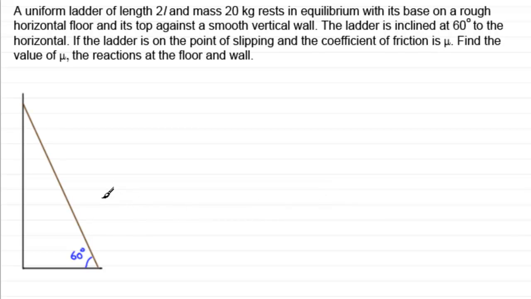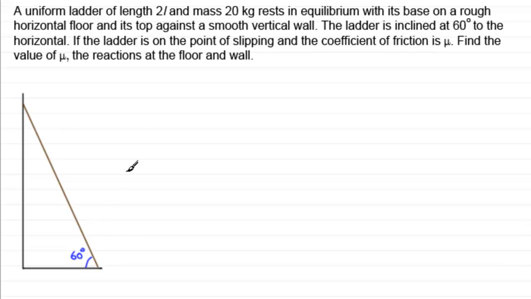What we've got is a uniform ladder of length 2L, and it's got a mass of 20 kilograms. It rests in equilibrium with its base on a rough horizontal floor and its top against a smooth vertical wall. The ladder is inclined at 60 degrees to the horizontal, and if the ladder is on the point of slipping and the coefficient of friction is mu, find the value of mu and the reactions at the floor and at the wall. So if you haven't got a sketch in front of you, you've obviously got to draw one, and so you'd have your ladder leaning against your wall and the floor, inclined at 60 degrees to the horizontal.